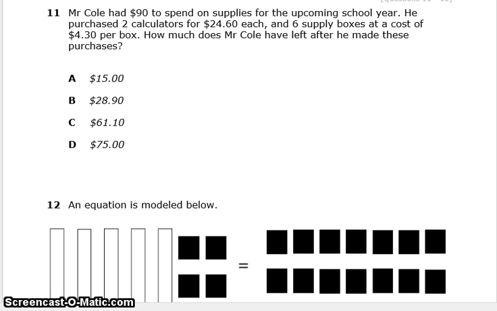Question 11. Mr. Cole had $90 to spend on supplies for the upcoming school year. He purchased 2 calculators for $24.60 each and 6 supply boxes at a cost of $4.30 per box. How much does Mr. Cole have left after he made these purchases?